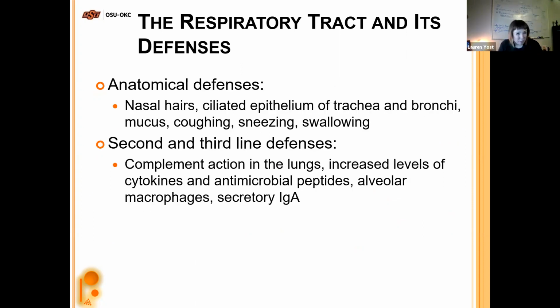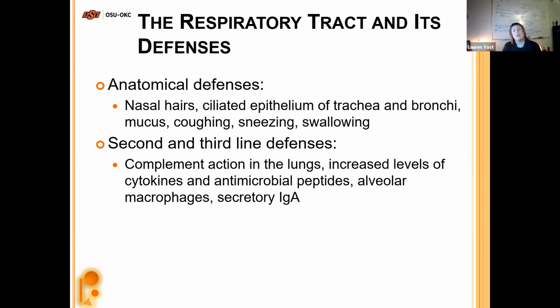As far as the anatomical defenses go for the respiratory tract, we have the nasal hairs themselves to trap things, the ciliated epithelium of the trachea and the bronchi that helps move things out, including mucus. Mucus itself counts. We're getting things stuck in that and moving it out by the ciliated epithelium, as well as coughing, sneezing and swallowing, just to clear out everything coming out of the respiratory tract.